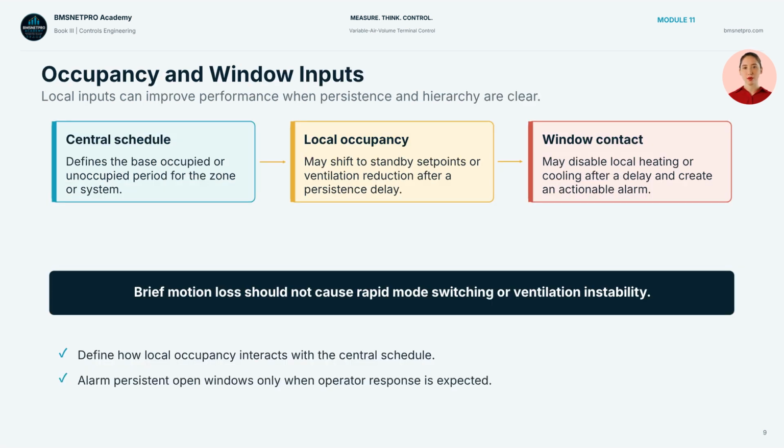Occupancy sensors and window contacts can improve performance when the sequence is clear. A central schedule may define the base operating period. Local occupancy can move the zone to standby after a persistence delay. A window contact may disable local heating or cooling after a delay. Avoid rapid mode switching from brief motion loss. Alarms should be used when an operator can reasonably take action.